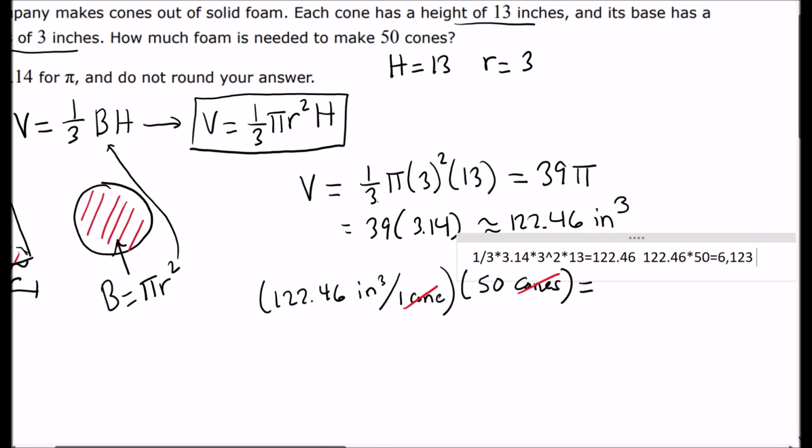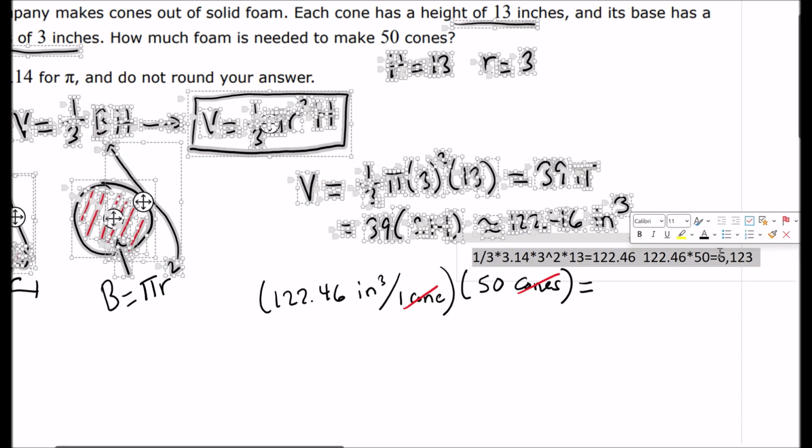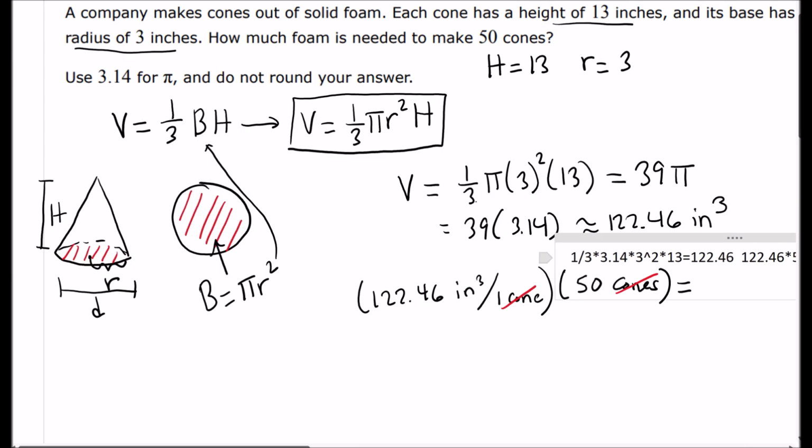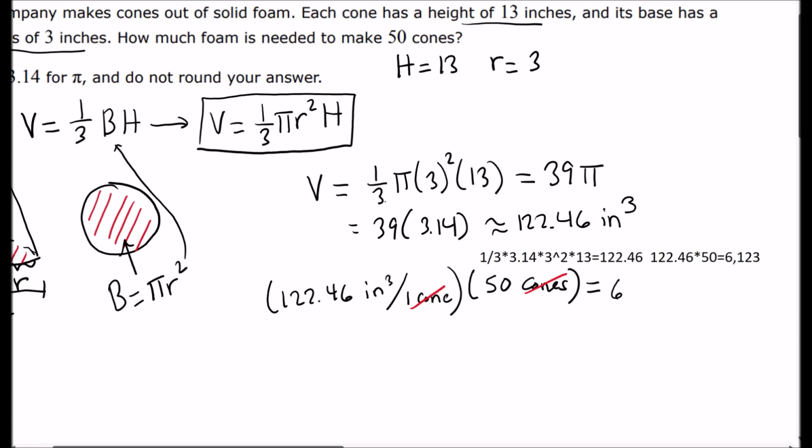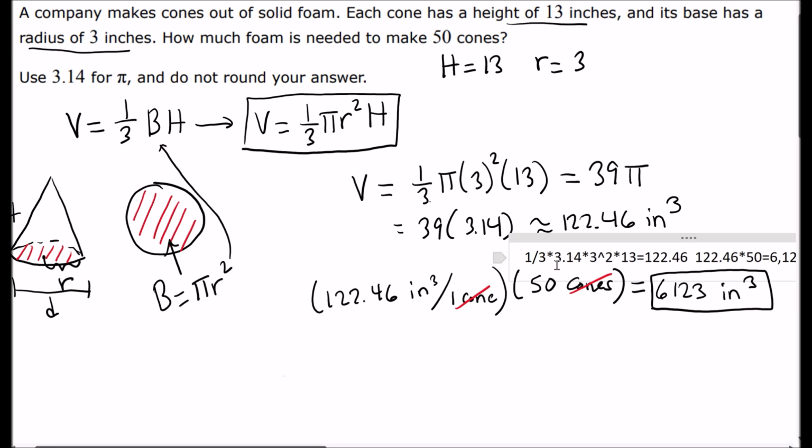Times 50, see what that is. So we got 6,000, okay, so it's a nice number. It's a nice full number here. So we got 6,123 cones, or not cones, I'm sorry, inches cubed. So it takes that much foam in order to make 50 cones. Okay, so hopefully that made sense.